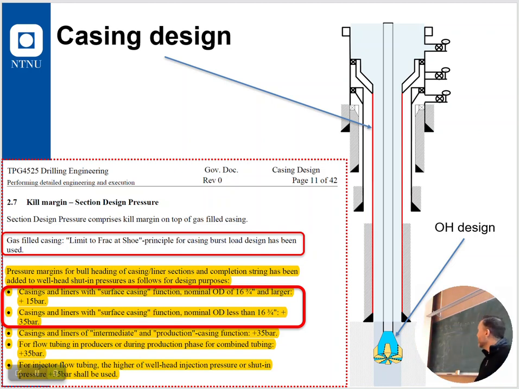Again, small variations. They would tell you that the kill margin may be 20 bar and 40 bar for the deeper ones, and so on and so forth. But the principles are very, very similar in the governing documentations of the different operators.